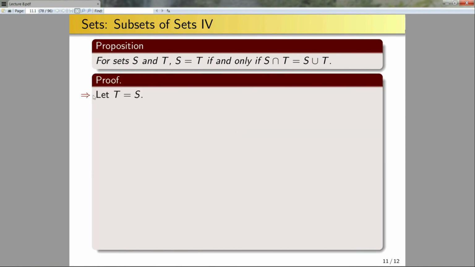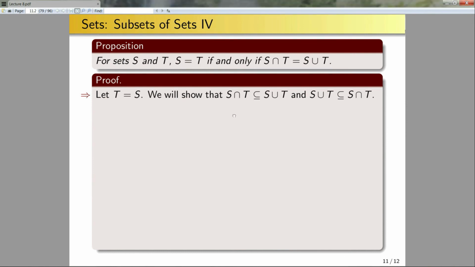So now, if I'm proving the forward direction, I want to start by assuming that S is equal to T, or T is equal to S, and then I want to show that these two sets are equal. Well, as I said previously, proving directly that two sets are equal can be tedious or even hard or even impossible. So for this problem, I'm going to show that the intersection is a subset of the union, and the union is a subset of the intersection. So explicitly, I'm using the proposition on the previous slide. So let's jump right in.